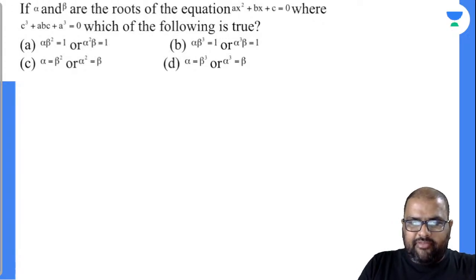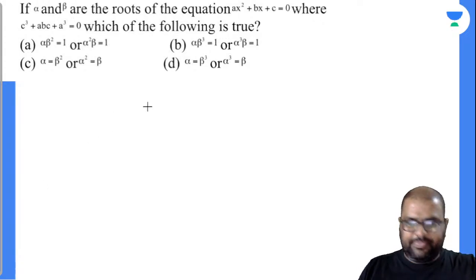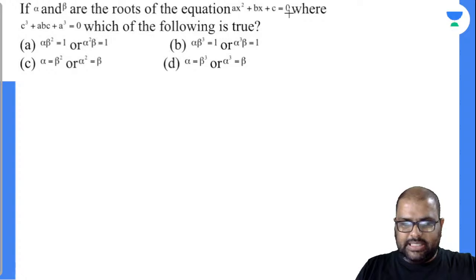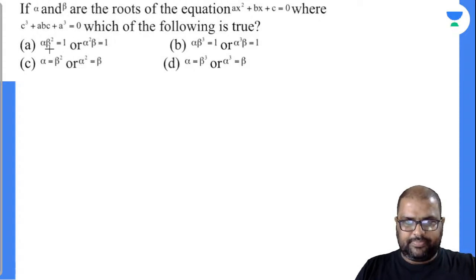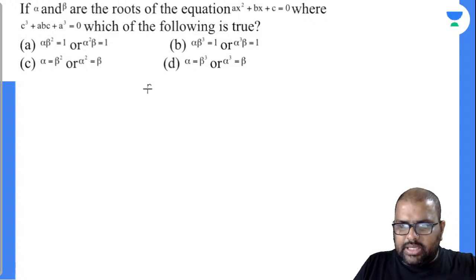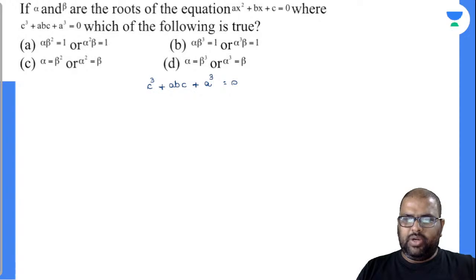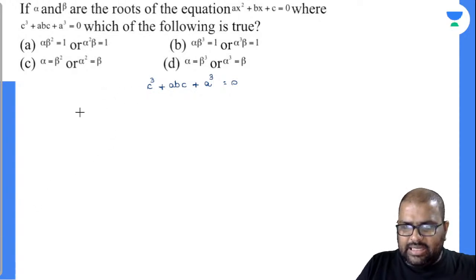So see here, if alpha and beta are the roots of the equation ax square plus bx plus c equal to 0, where c cube plus abc plus a cube is equal to 0, which of the following is true, it seems? First of all, let me write down this. So where c cube plus abc plus a cube is equal to 0. Okay, fine. So what I will do is I will divide this entire equation by a cube.